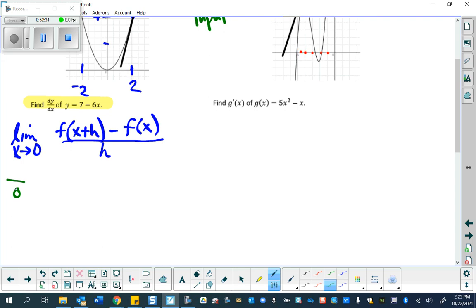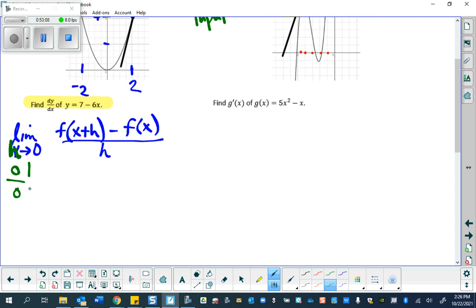And if I put 0 in, oh, this is as h approaches 0. I'm sorry. Make sure that's h approaches 0. Because if I put 0 in for this h, I get f of x minus f of x, so what do I get? Then we have our indeterminate form. So we need to do a little bit of algebra. Are you ready?